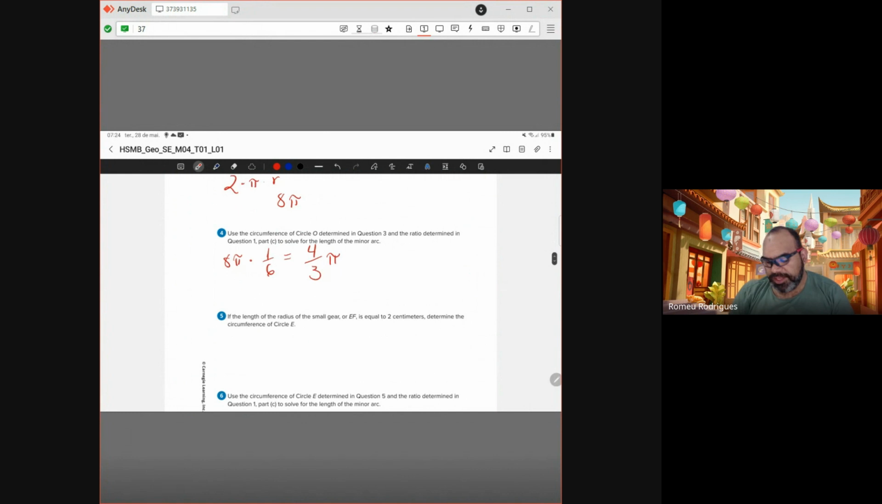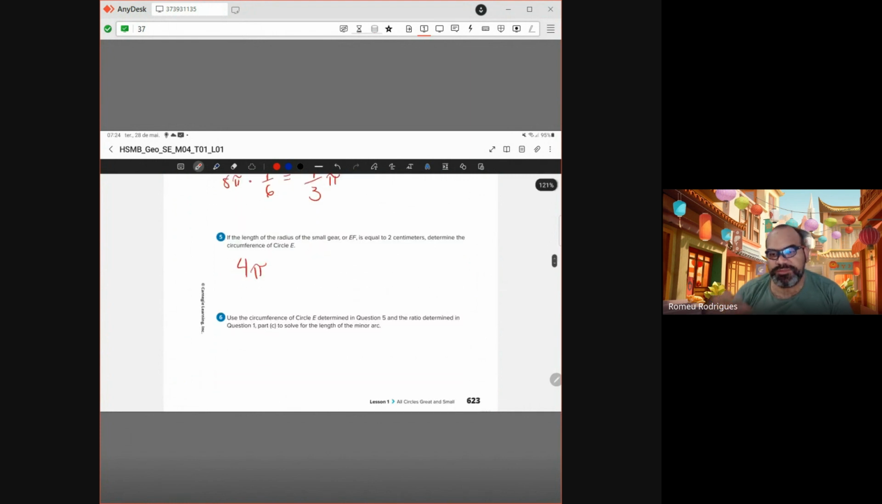The smaller gear, 2 centimeters. What is the circumference? 2 times pi times radius, 2 times 2, 4 pi. And the part of this is 60 degrees, 1/6 again. 4 pi times 1/6 is 2/3 pi centimeters.